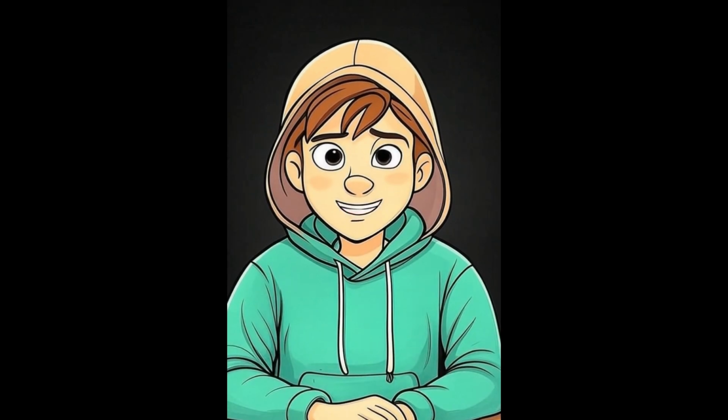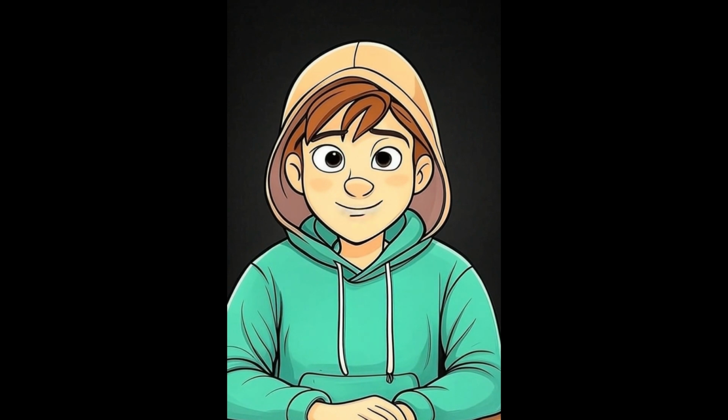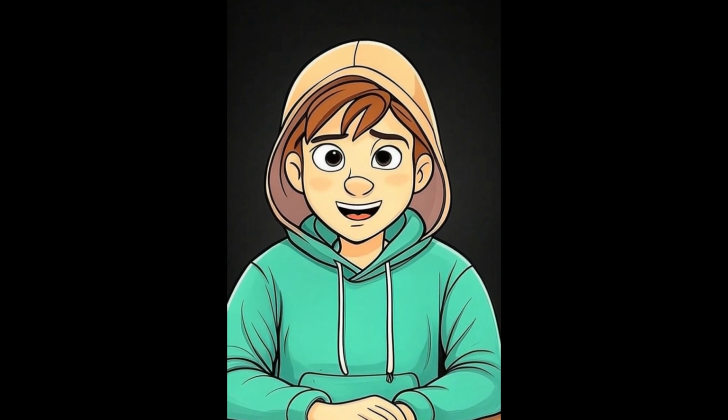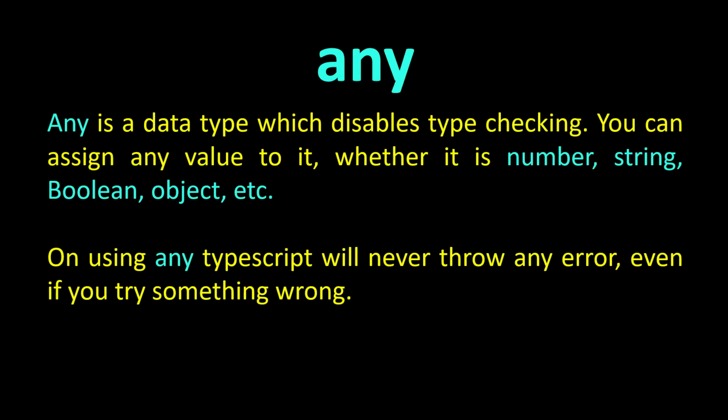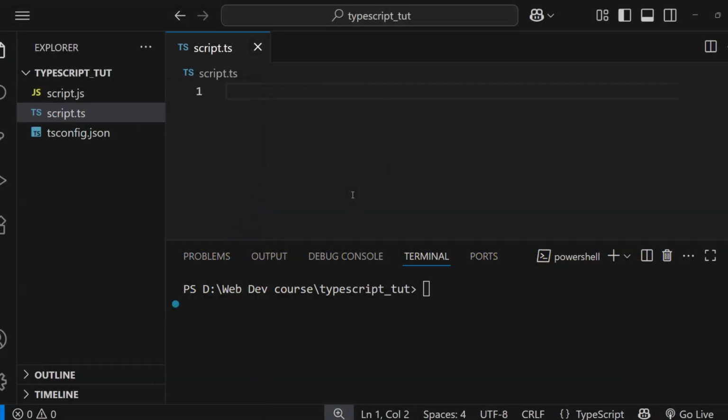In the last video, if you can recall, we have seen a special type called any. In this video, we will explore it in detail. Any is a data type which disables type checking. You can assign any value to it, whether it is number, string, boolean, object, etc. On using any, TypeScript will never throw any error, even if you try something wrong. Let's see an example of it.